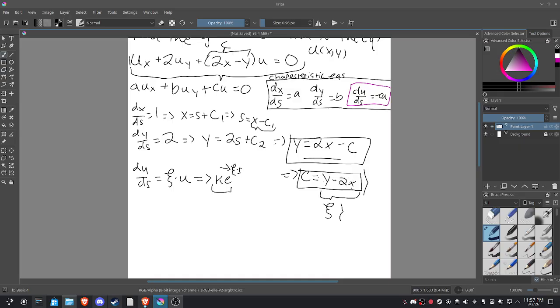So yeah, this is what you get when you solve for du with respect to s. But remember, s is actually secretly x minus c1, and this phi thing is y minus 2x. So let's rewrite this. u is now equal to k times e to the power of y minus 2x times x minus c1. Okay?